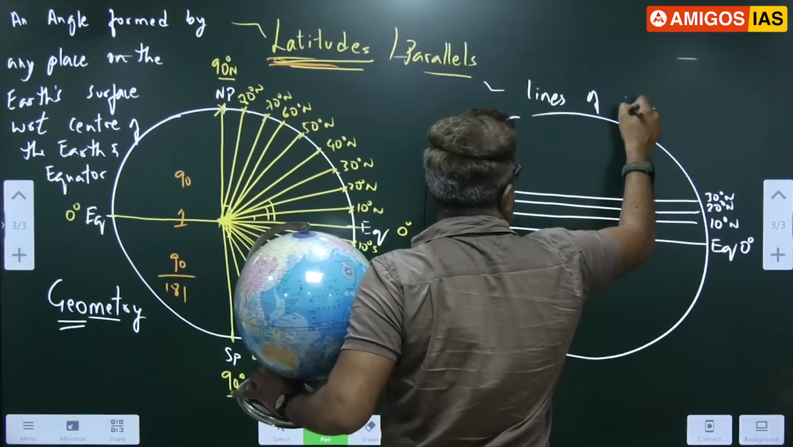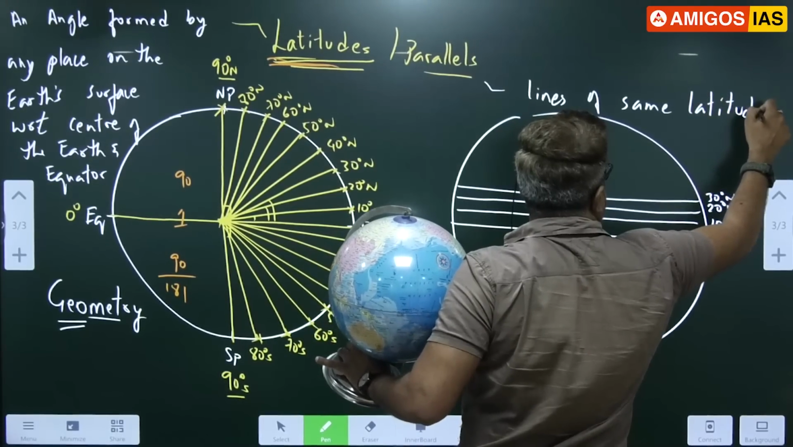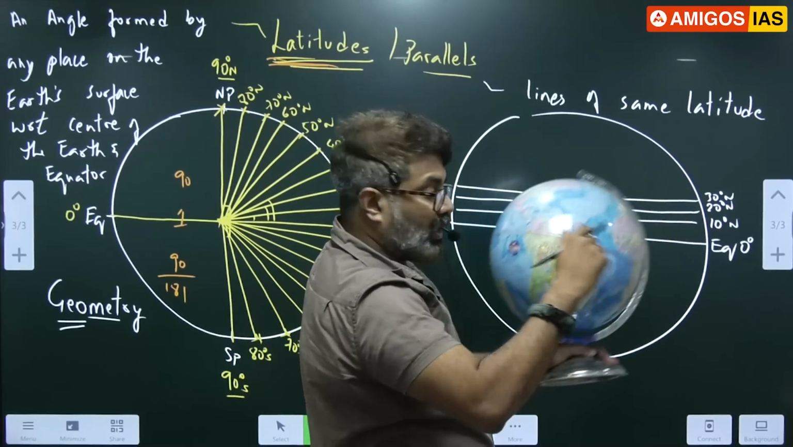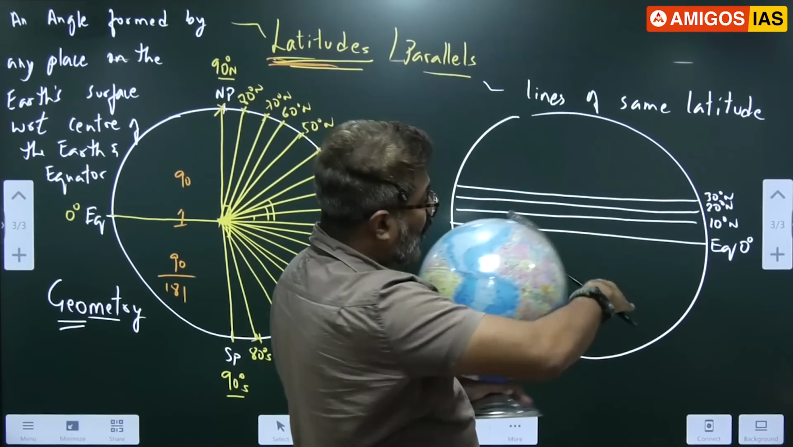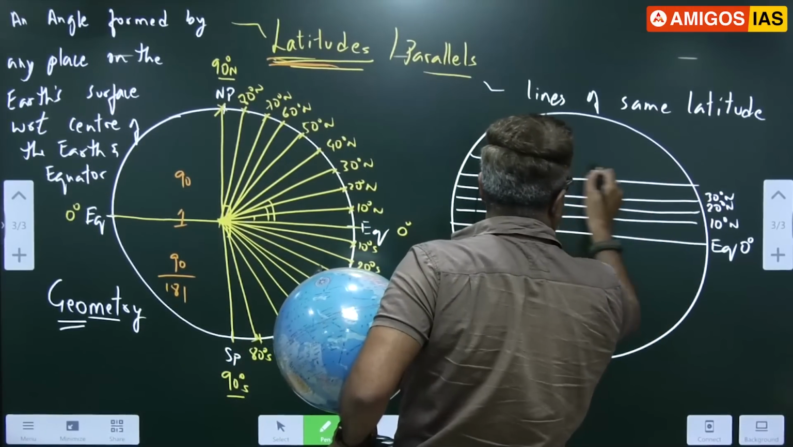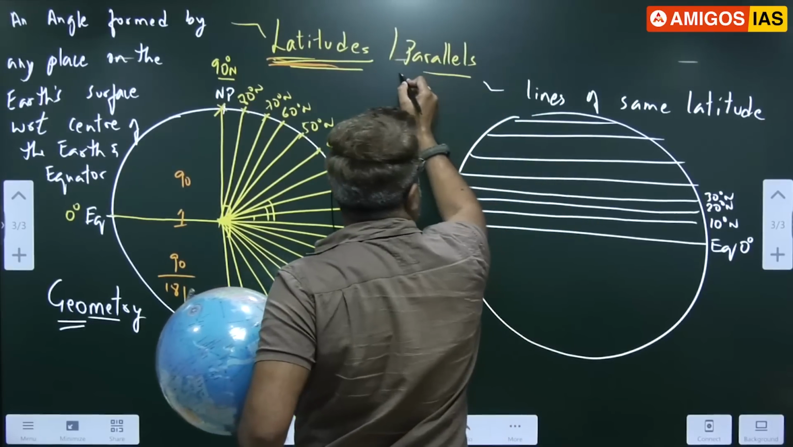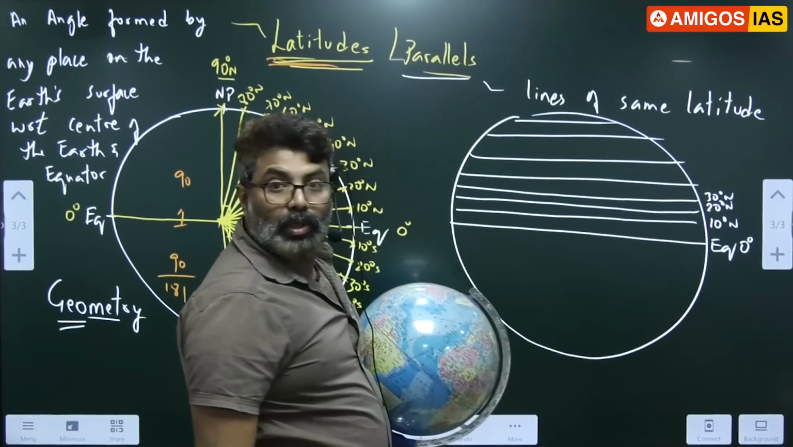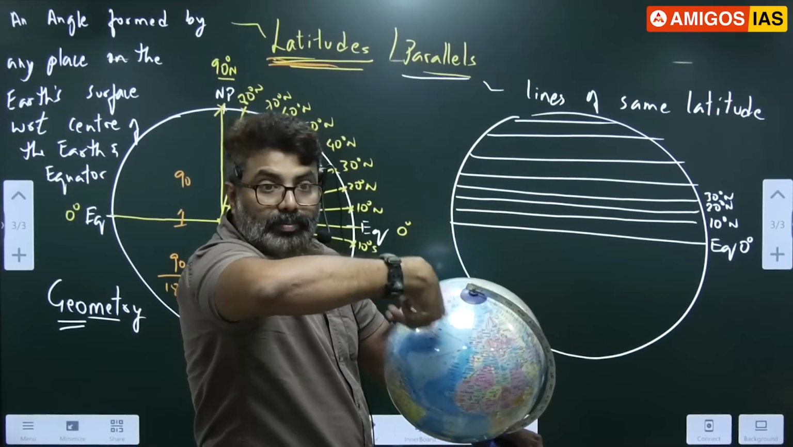Lines of same latitude means what? The line joining places of same latitude. If you draw them, they all look parallel to each other, like this. So the name parallels. So what are parallels? Basically, parallels are lines or circles of same latitude.